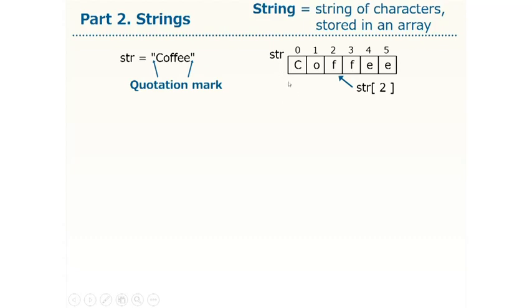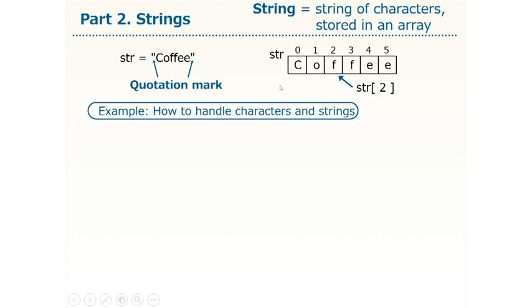We can access each character of a string like an array. For example, by str bracket 2, we access the second box in this example, the box that contains the third character of the string coffee. Remember, the boxes of an array are indexed from 0. Let's see some examples and discuss how to handle characters and strings.